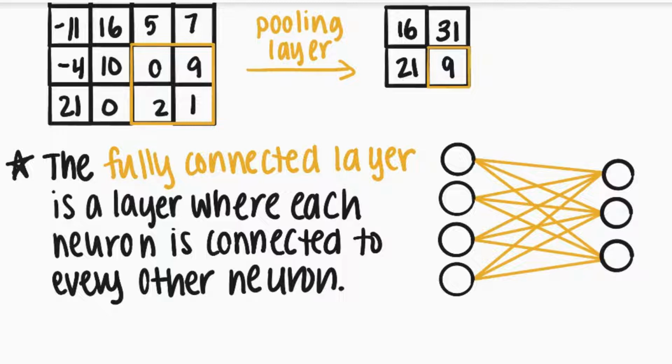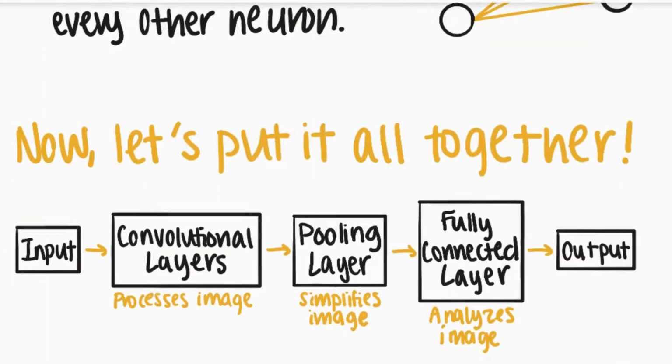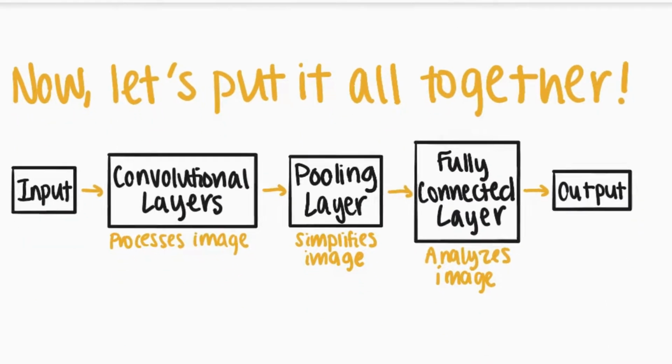And now we can finally put it all together. So let's check it out. First, we have our input. Then we're going to pass it through several convolutional layers that apply kernels and use convolutions to process the image. Then we're going to pass it through a pooling layer that will simplify our image and make it easier to process. And finally, we're going to put it through our fully connected layer, which is going to analyze the image and pull out its key features. And then that brings us to the output, which will in some way be detected or labeled by the computer, showing that it understood what's going on.